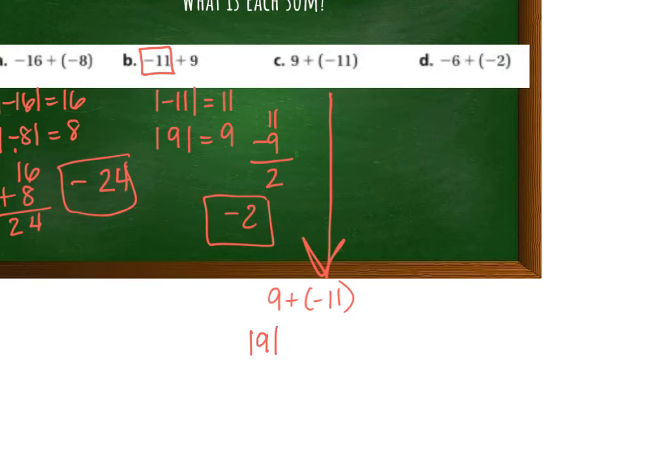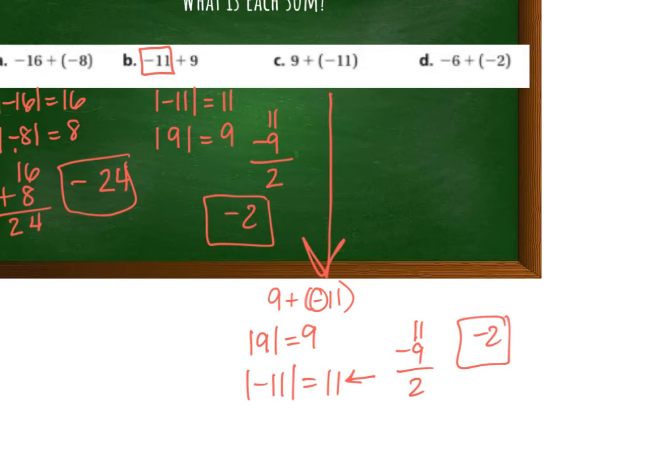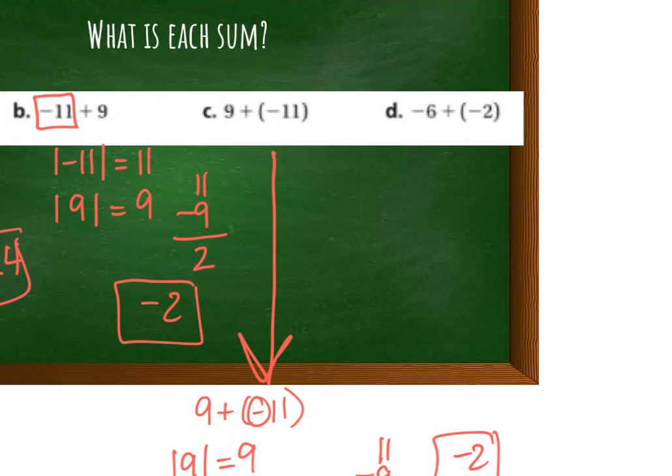The absolute value of 9 is 9. The absolute value of negative 11 is 11. 11's bigger, so we know our answer is going to be negative. So now 11 minus 9 is 2. Negative 2 is our answer. And let's go ahead and knock out D right now.